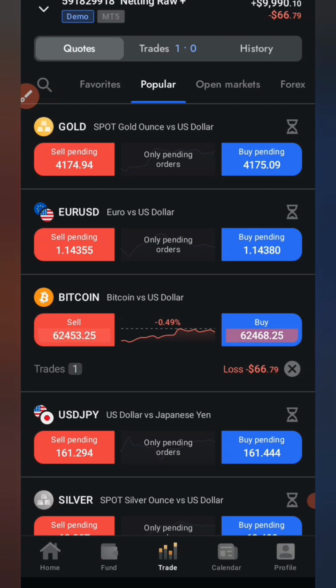This is our trade. We have placed our live trade and we are waiting for time to elapse to determine whether we've lost or we've won this trade. So we are waiting patiently to see the outcome.